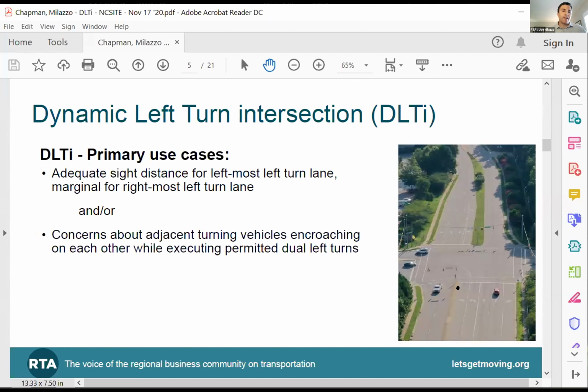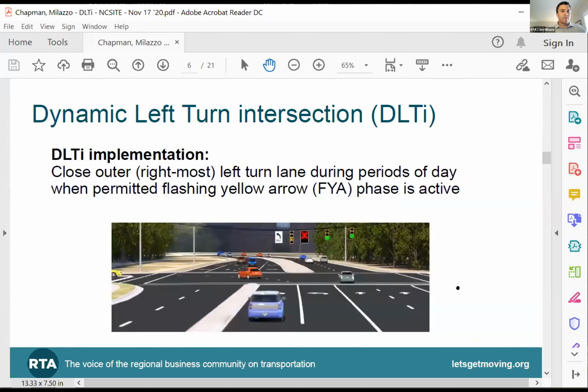Another reason you might look at a dynamic left turn would be if you have concerns about adjacent turning vehicles encroaching on each other's paths while you do it. And so you might want to minimize that. So talk about what this is. So what is the dynamic left turn?